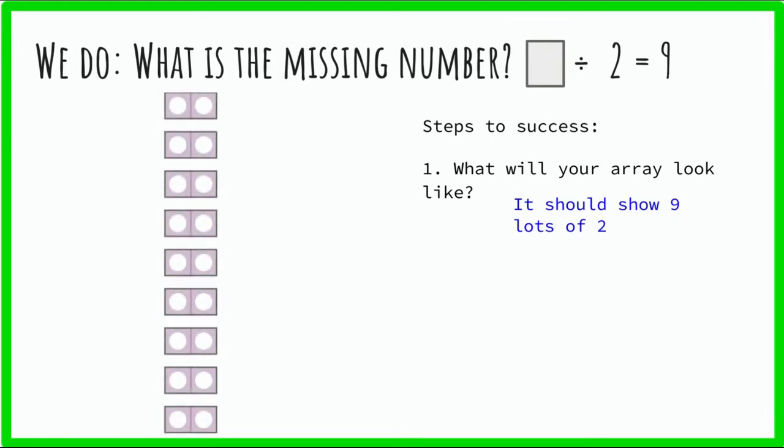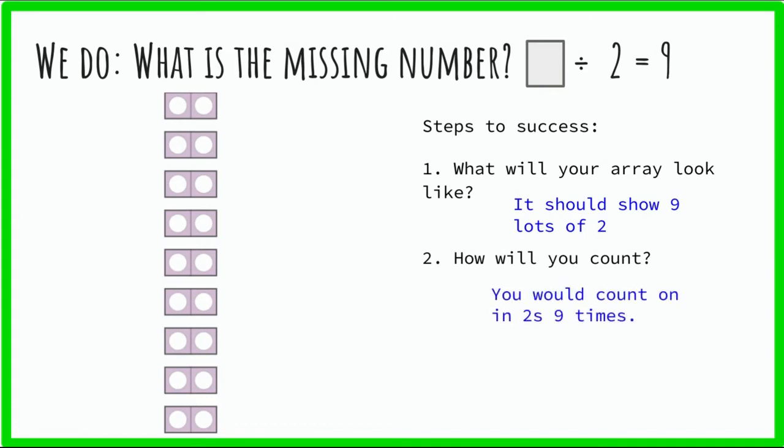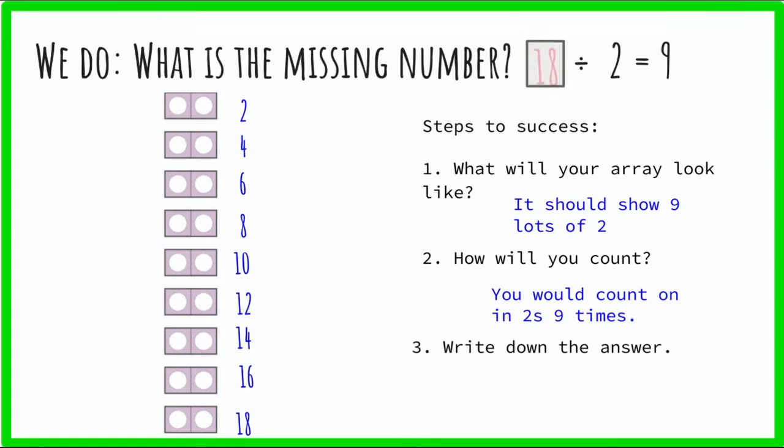So there's mine. How will you count? Pause the video and talk to an adult. You should count on in 2s 9 times. So we got 2, 4, 6, 8, 10, 12, 14, 16, 18. Now write down the answer. So 18 divided by 2 equals 9. 18 shared between 2 equals 9.